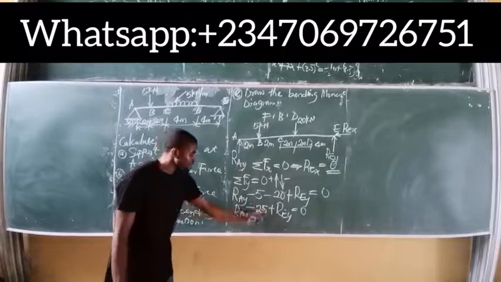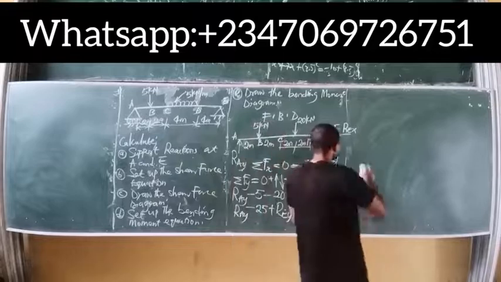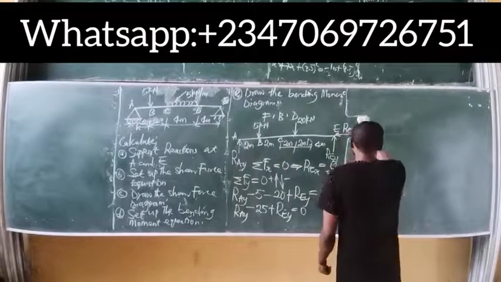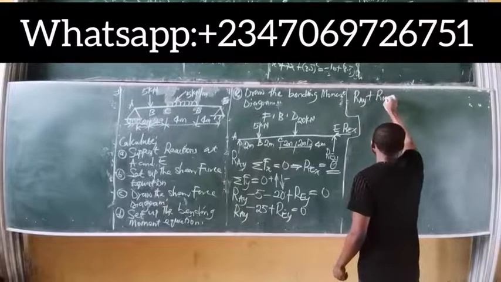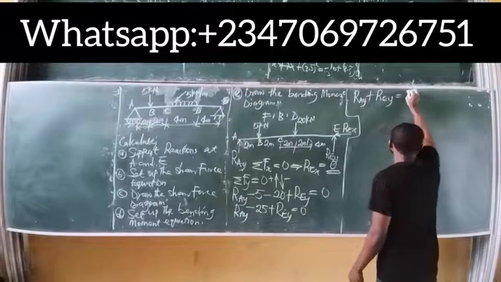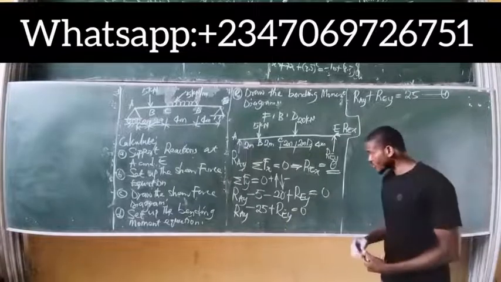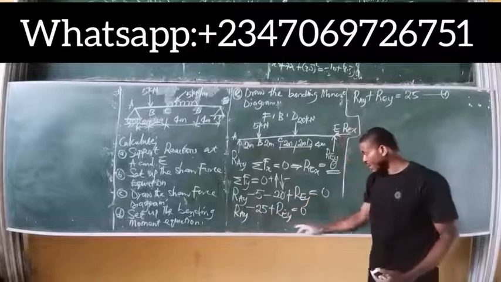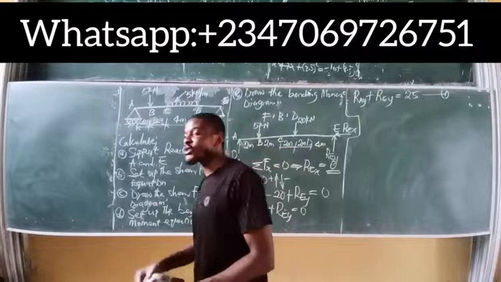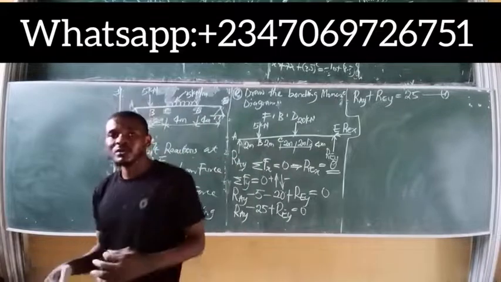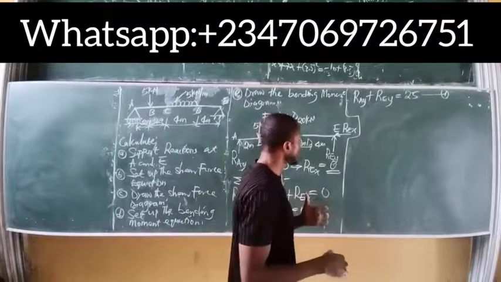So let's send minus 25 over to this side of the equation. If we do that, we have RAY plus REY equal to 25. So call this equation 1. Take note, a negative sign crossing an equal sign becomes positive. So equation 1 is a single equation having how many unknowns? Which means what else do we do now?